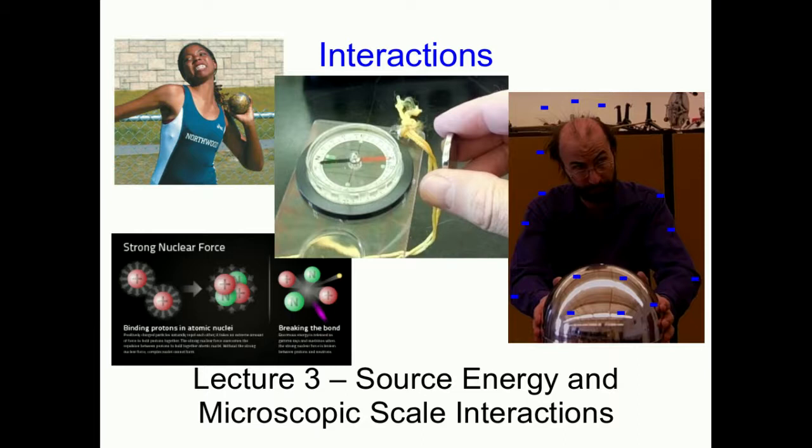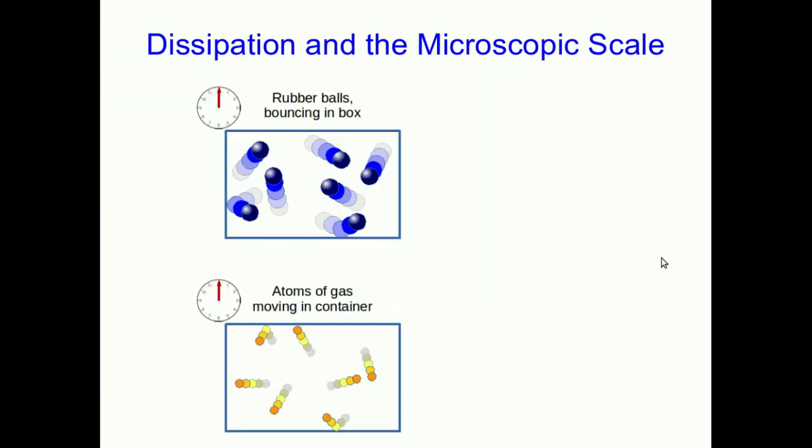In this lecture we're going to look at source energy, which I mentioned at the very end of the last lecture, and we're going to look at how many interactions take place on length scales that are far smaller than what we can typically observe on a day-to-day basis. To start off, let's think a little bit more about dissipation and see how it actually has to do with length scales and the internal structure of objects.